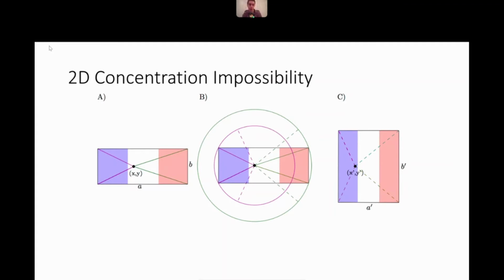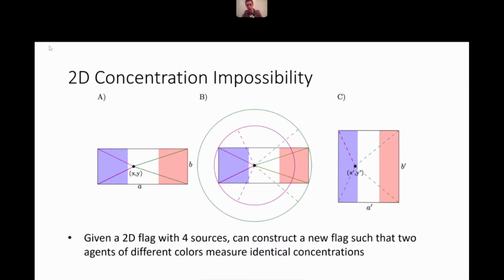And that's because given a flag, we can construct a new flag such that 2 agents of different colors, one in each flag, measure identical concentrations. So this is an indistinguishability argument. So clearly we need more than 4 source agents, or more than 2 different morphogens. But we played around with this and we couldn't find a way to do it. So we decided that for now, perhaps this model was not going to be very fruitful.